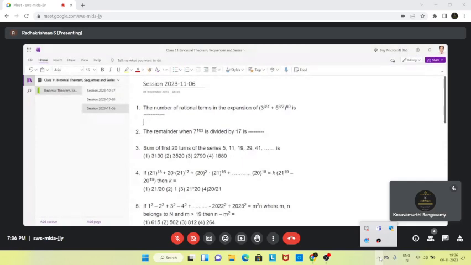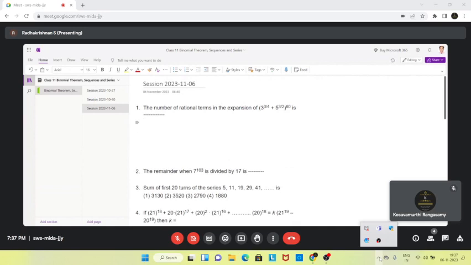Is that what is being generally asked? So this is one example. The number of rational terms in the expansion of (3 to the power of 3 by 4 plus 5 to the power of 3 by 2) whole to the power of 60. I think in the problem last week, I didn't solve it. We solved a few problems before this, and a few were left out, and this is one of them.